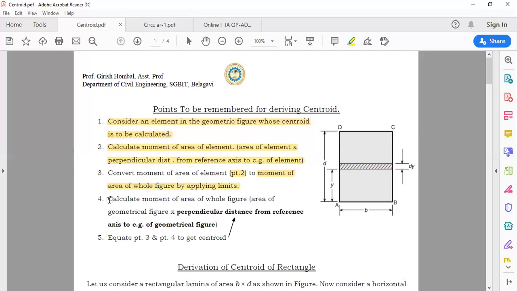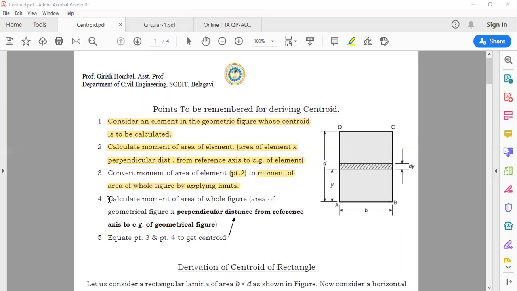Next what you will do is you will calculate the moment of area of whole figure directly. How? It is nothing but area of total figure into perpendicular distance from reference axis to CG of geometrical figure. Means it is total area ABCD into perpendicular distance between reference axis and CG. Now I do not know where is the CG of the total figure, so I'll denote it with some letter.